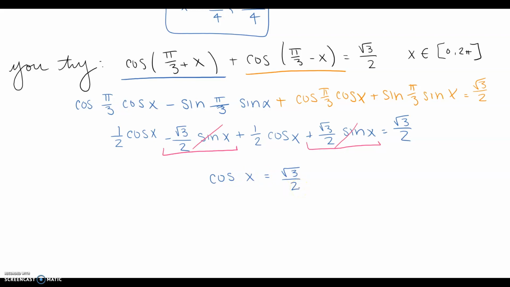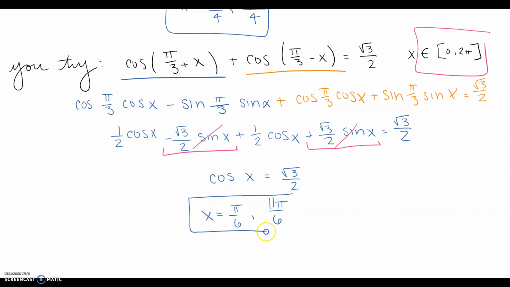And when on the unit circle, what values of x will give us cosine of x equaling root 3 over 2? And remember, they have to be between 0 and 2 pi. So that is two values. At pi over 6, we'll get root 3 over 2 for cosine, and 11 pi over 6. And that's it. So you're done.